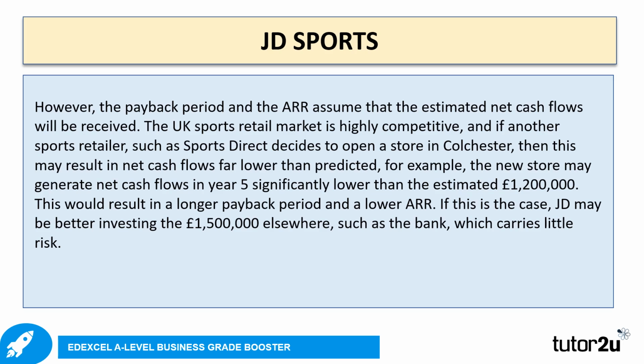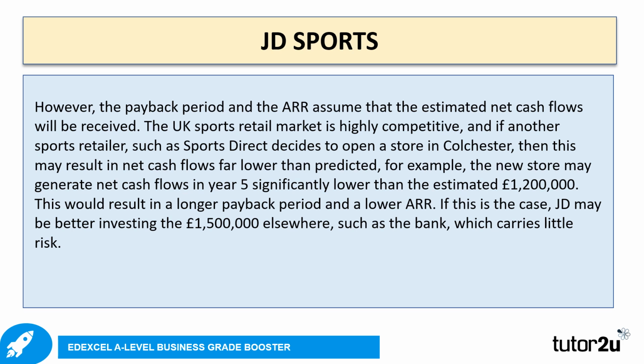So remember, we need balance, so here's our balancing paragraph. However, the payback period and the ARR assume that the estimated net cash flows will be received. The UK sports retail market is highly competitive, and if another sports retailer, such as Sports Direct, decides to open a store in Colchester, then this may result in net cash flows far lower than predicted. For example, the new store may generate net cash flows in year 5 significantly lower than the estimated £1,200,000. This would result in a longer payback period and a lower ARR. If this is the case, JD may be better investing the £1,500,000 elsewhere, such as the bank, which carries little risk.